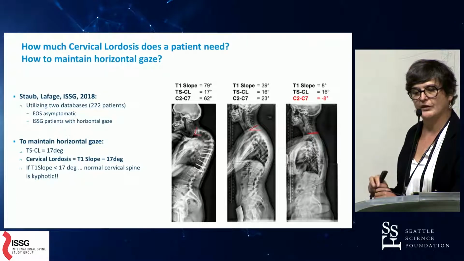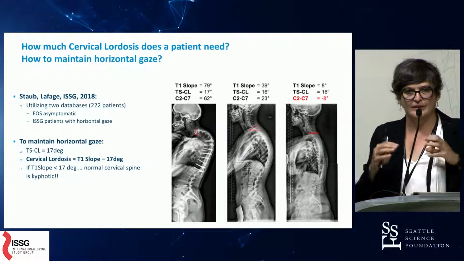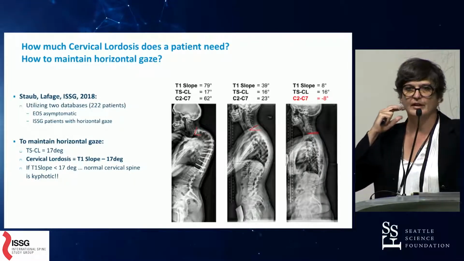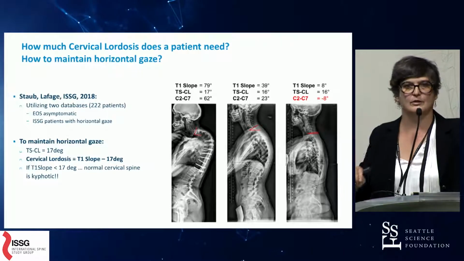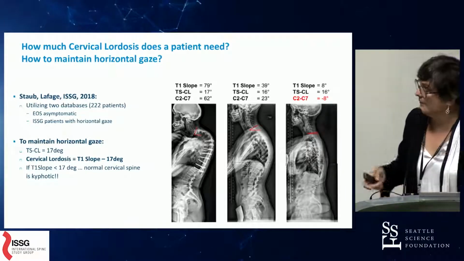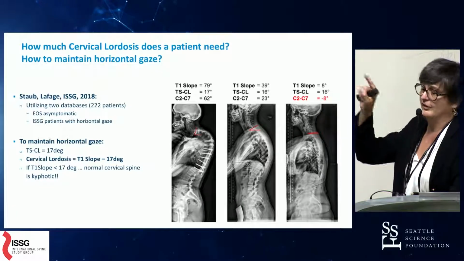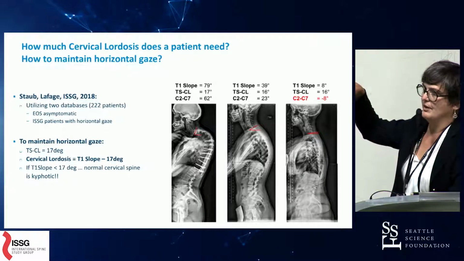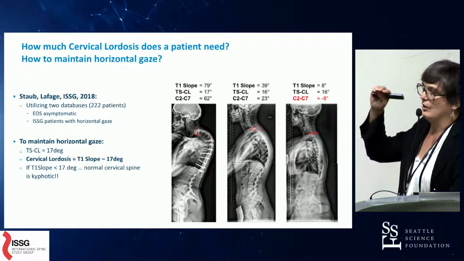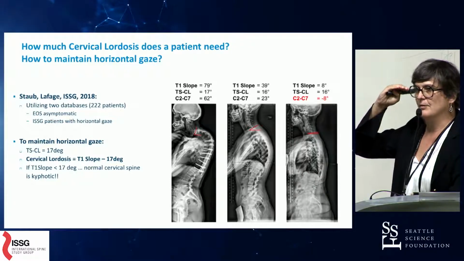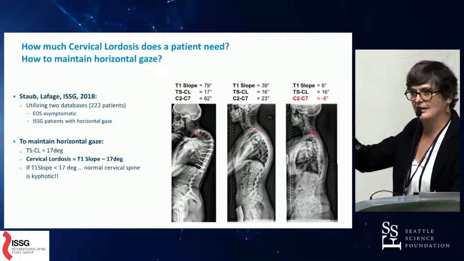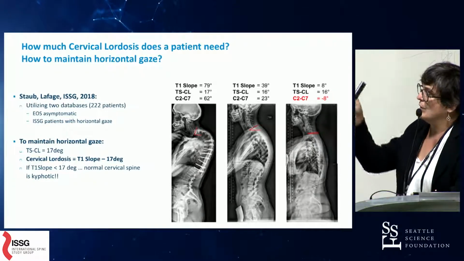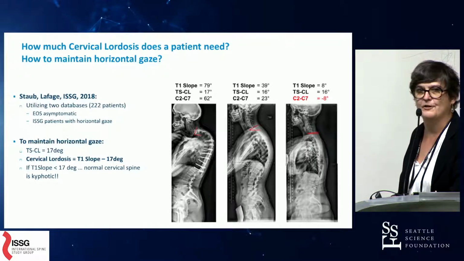We looked at both an asymptomatic group and then within our patients, what was the proportion between the cervical lordosis and T1 slope in order to maintain a horizontal gaze. So what we found was, and to be honest, I was not expecting this result. We found that if you have a difference between your T1 slope and your C2-C7 lordosis of 17 degrees, then you can maintain a horizontal gaze and still have some reserve in flexion extension. And that was very surprising to find exactly the same value both in asymptomatic subjects and within our patients.